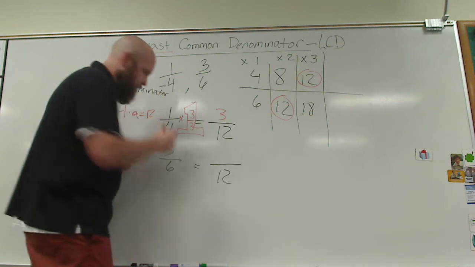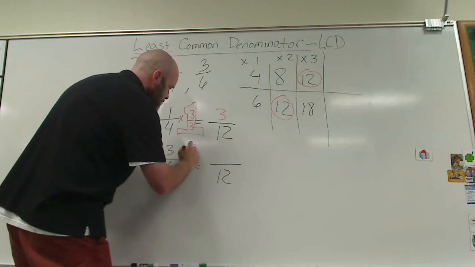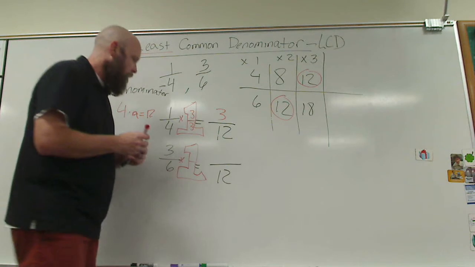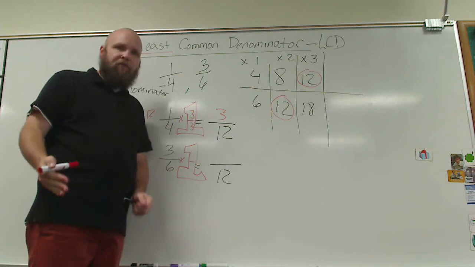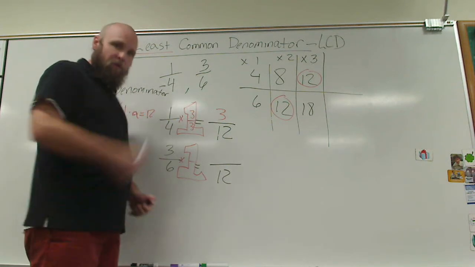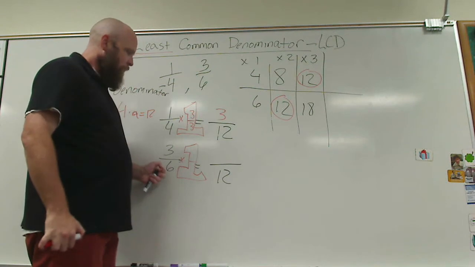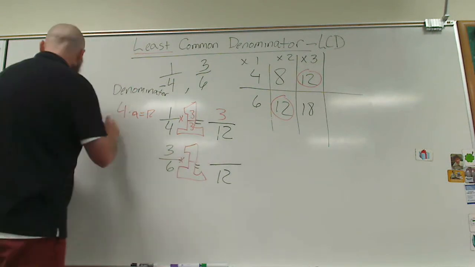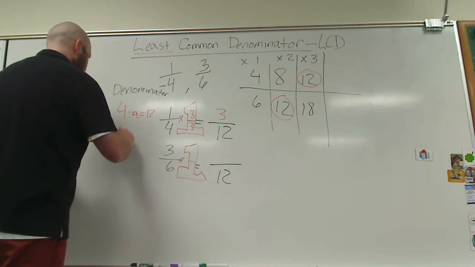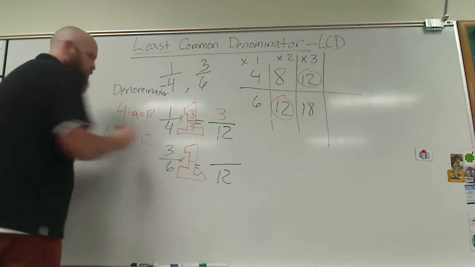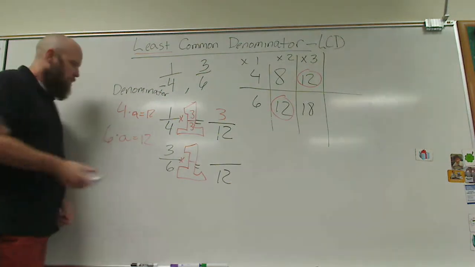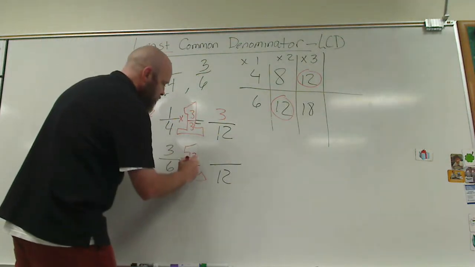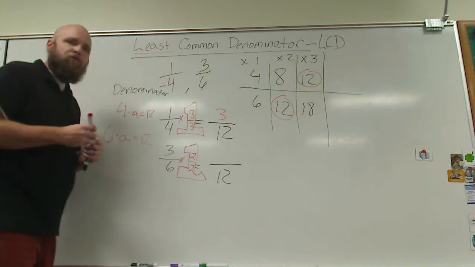Same thing with 3/6. As long as I multiply by a fraction that equals 1, then we're going to be all good in this case. So we have to figure out what do we multiply by 6 to get 12. So we're saying 6 times what equals 12. Okay? We know 6 times 2 equals 12. We need to multiply this fraction by 1, so 2 over 2 equals 1.